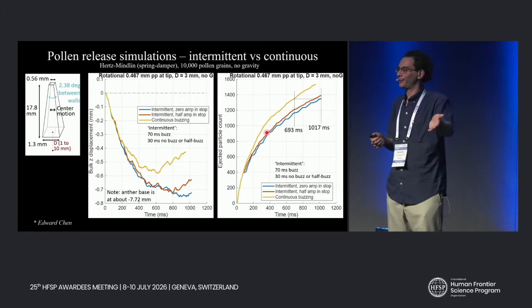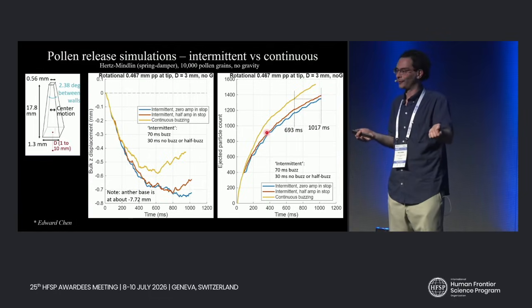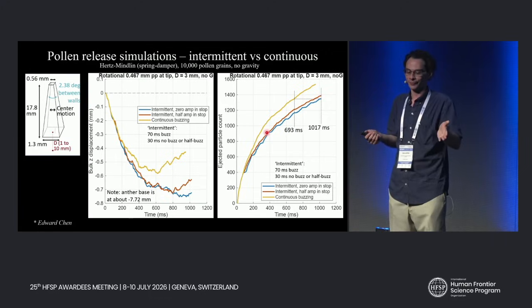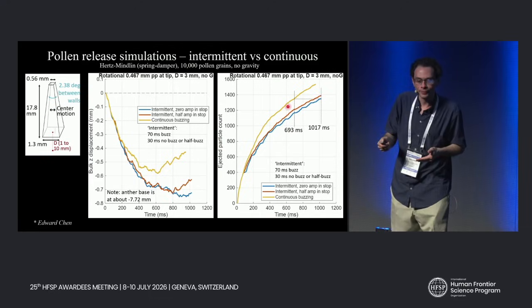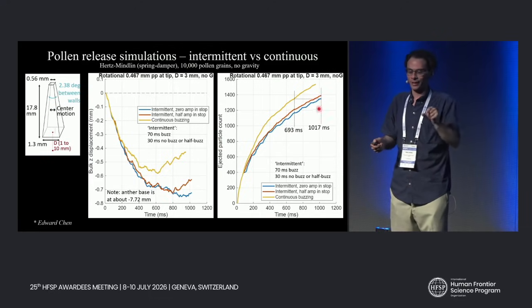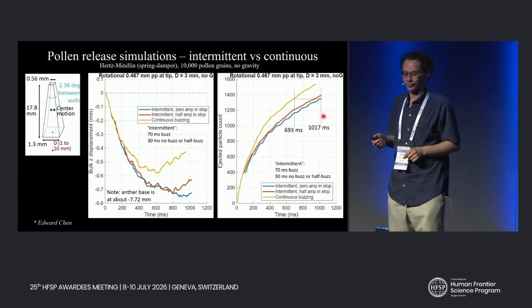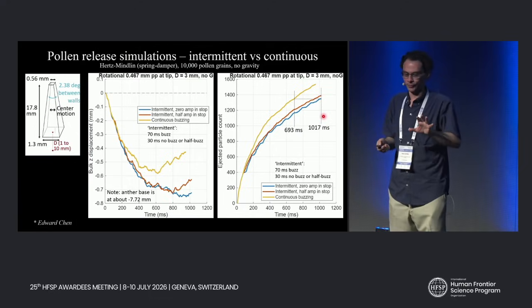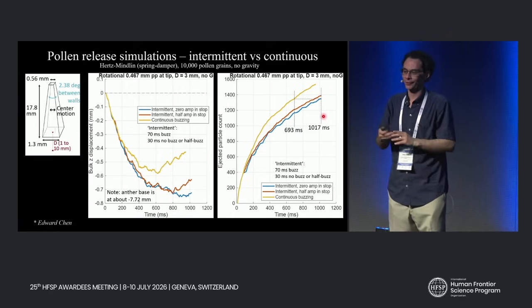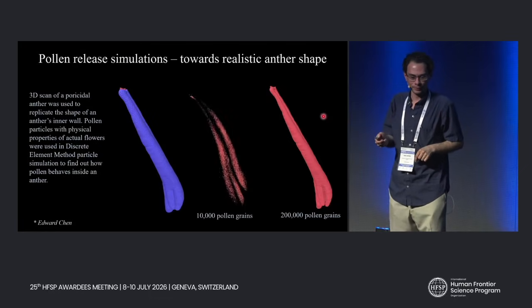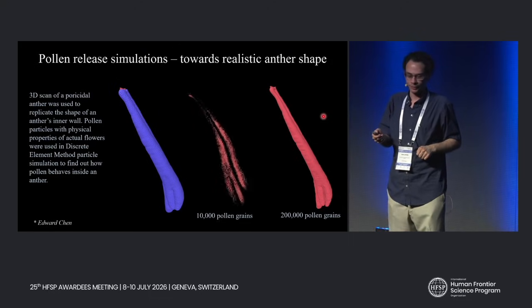Back to the question we were talking about earlier, intermittent versus continuous. So far, if we just have a spring damper model for interaction and a small number of pollen grains, we're not seeing this effect. The change in pollen release corresponds to the duty cycle and not any benefit to having the intermittent vibration. But we expect that as we make more realistic models in the simulations, we will eventually identify what is the dominant cause. For example, here's a very realistic shape of anther that is scanned in.